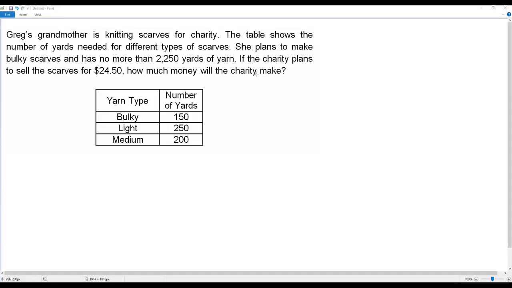She plans to make bulky scarves and has no more than 2,250 yards of yarn. If the charity plans to sell the scarves for $24.50 each, how much money will the charity make?